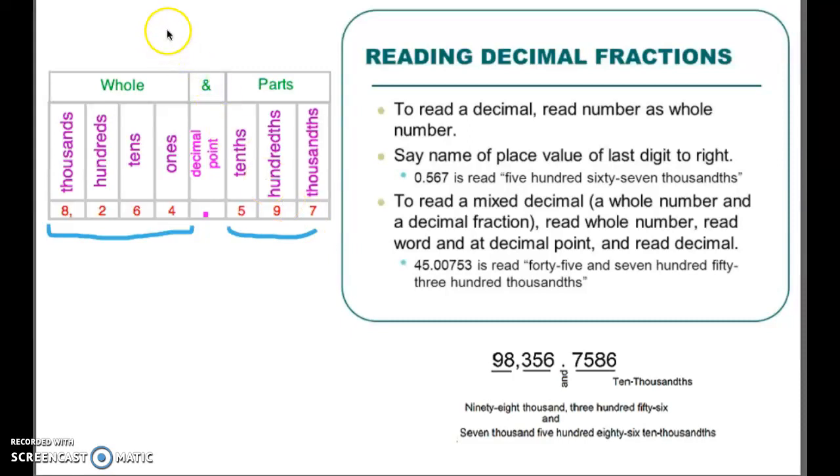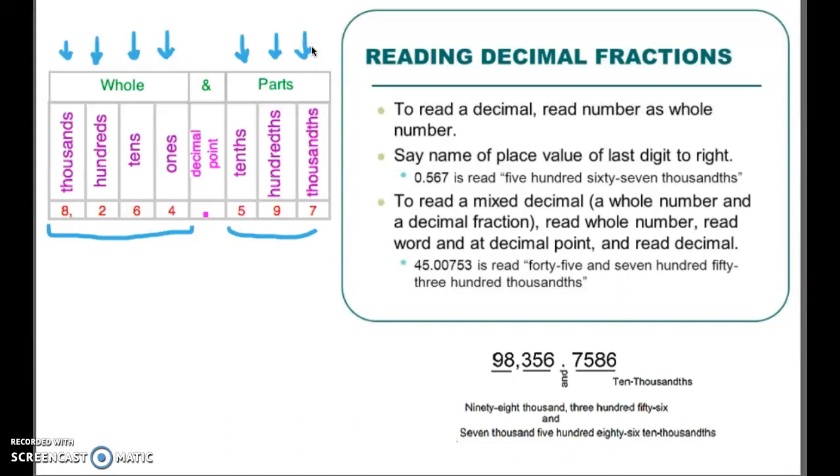Right next to the decimal point, you have the ones on the left, then the tens, then the hundreds, and the thousands position, and it will go up in 10,000s and 100,000s. On the right side of the decimal point, you now have the tenths, the hundredths, and the thousandths. These are the decimal areas of your number.